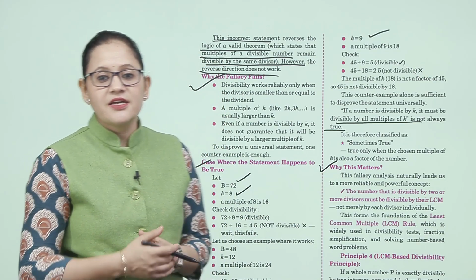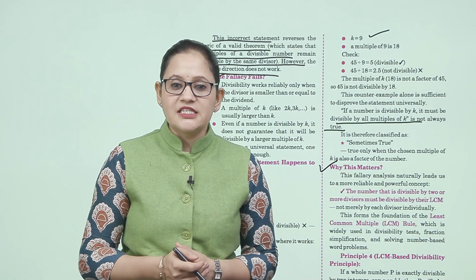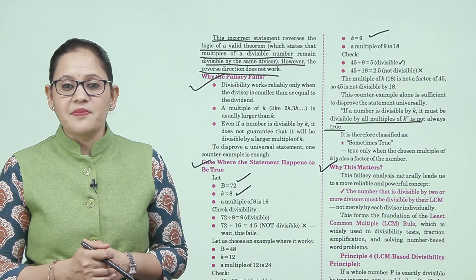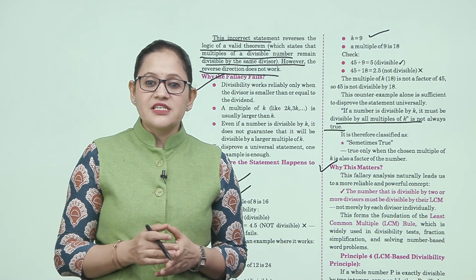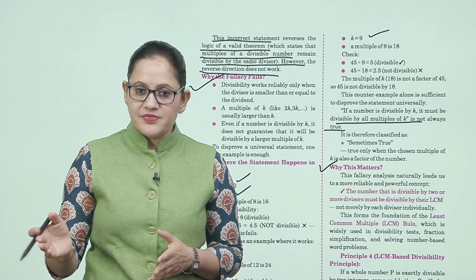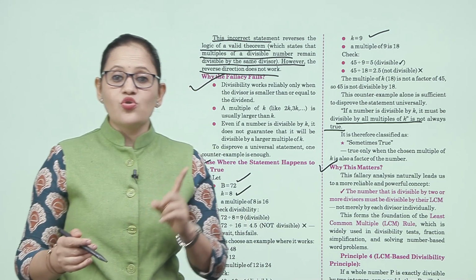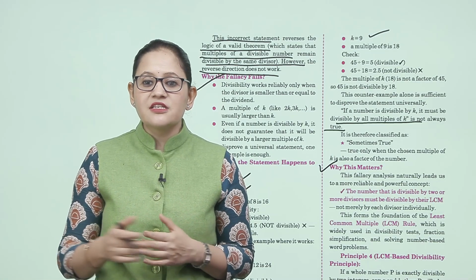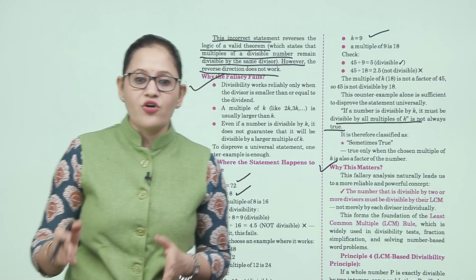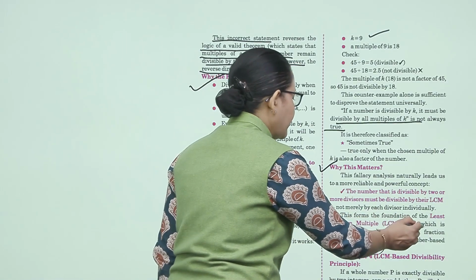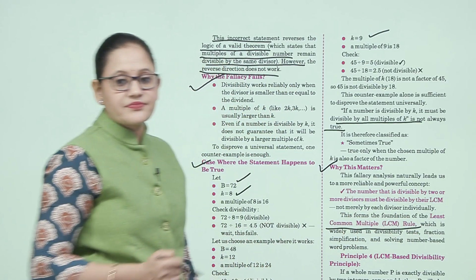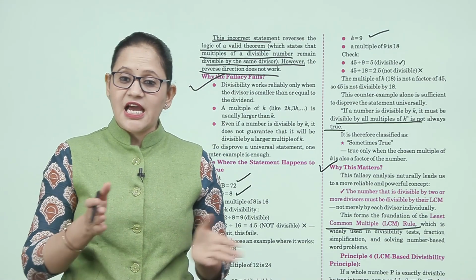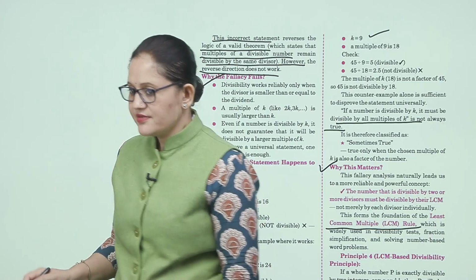This fallacy analysis naturally leads us to a more reliable and powerful concept. A number that is divisible by 2 or more divisors must be divisible by their LCM, not merely by each divisor individually. This forms the foundation of the least common multiple, or LCM, rule, which is widely used in divisibility tests, fraction simplification and solving number-based word problems.